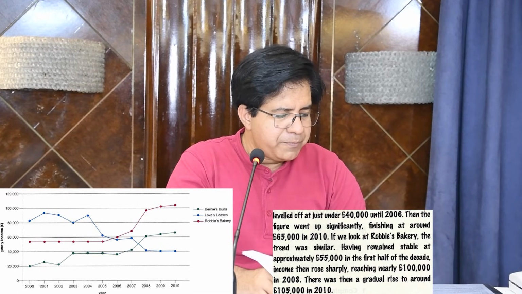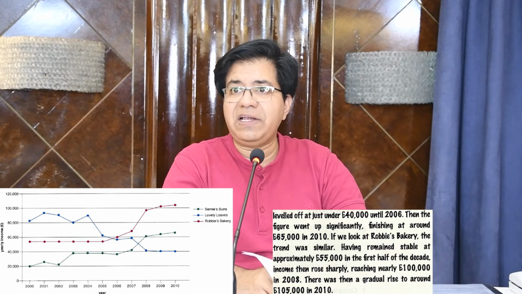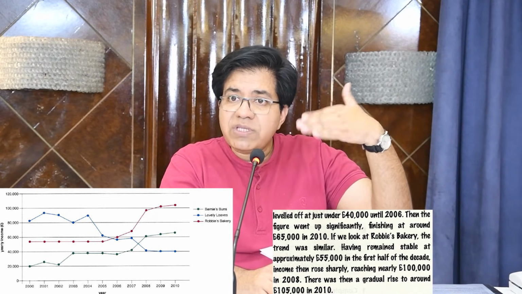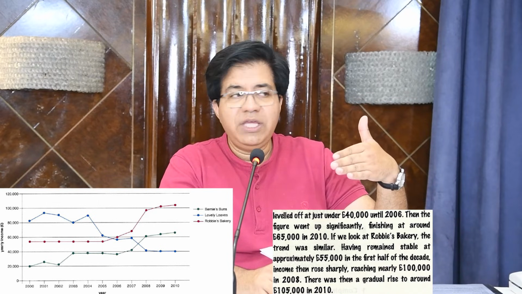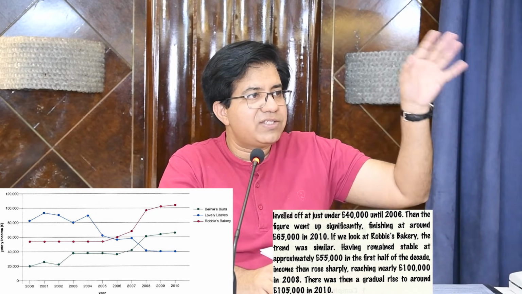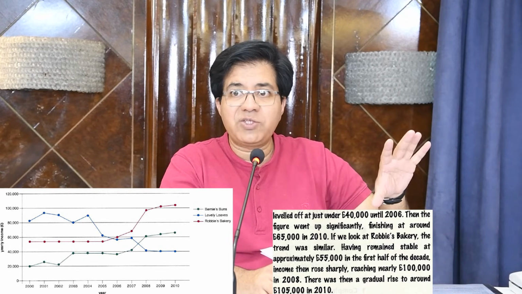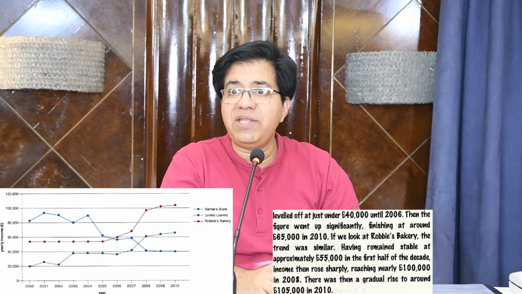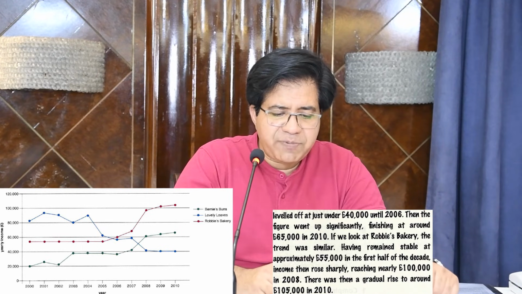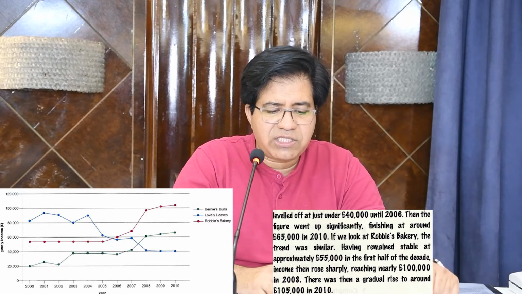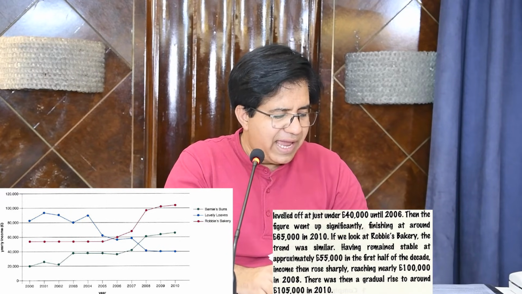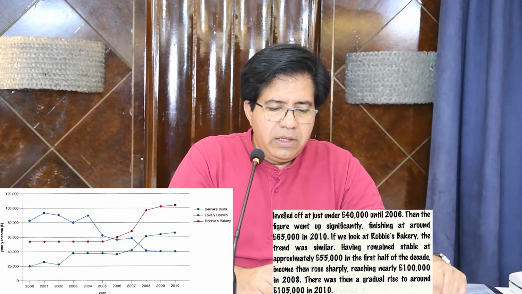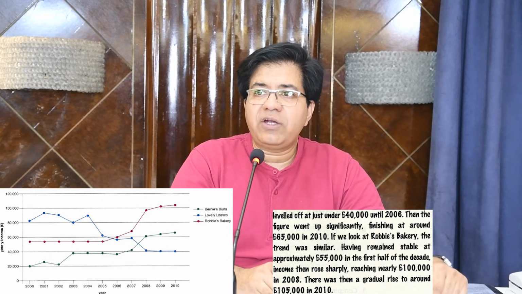If you come back and see, figure went up significantly means the sales went up. For sales, they use the word figure. So you need to use a lot of synonyms to get a good band score. If you write sales went up, sales decreased, sales this, sales that, you will get a low band score. But if you say sales increased, income increased, figures went up, you will get a good band score. Figures went up significantly, finishing at around 65,000 in 2010. You can check that. Around 65. Around means approximately.